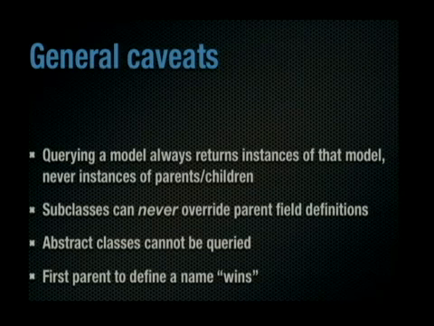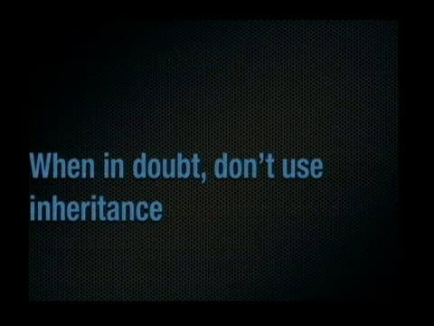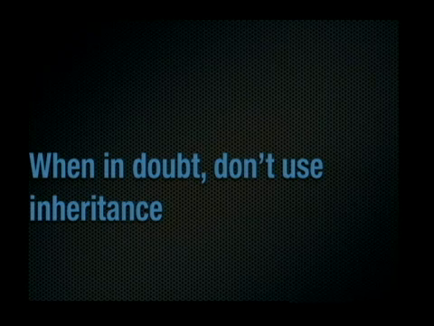Abstract classes, if you happen to somehow get access to one of them and have a manager on it, you cannot actually query it. Doing any of these things will raise an exception. The other thing is if you are doing multiple inheritance for some reason, and God help you if you are, the first parent class to define a name will win. This may be a case where you want to look into Python's method resolution order, which is ever so much fun. When in doubt, my advice, don't use inheritance.